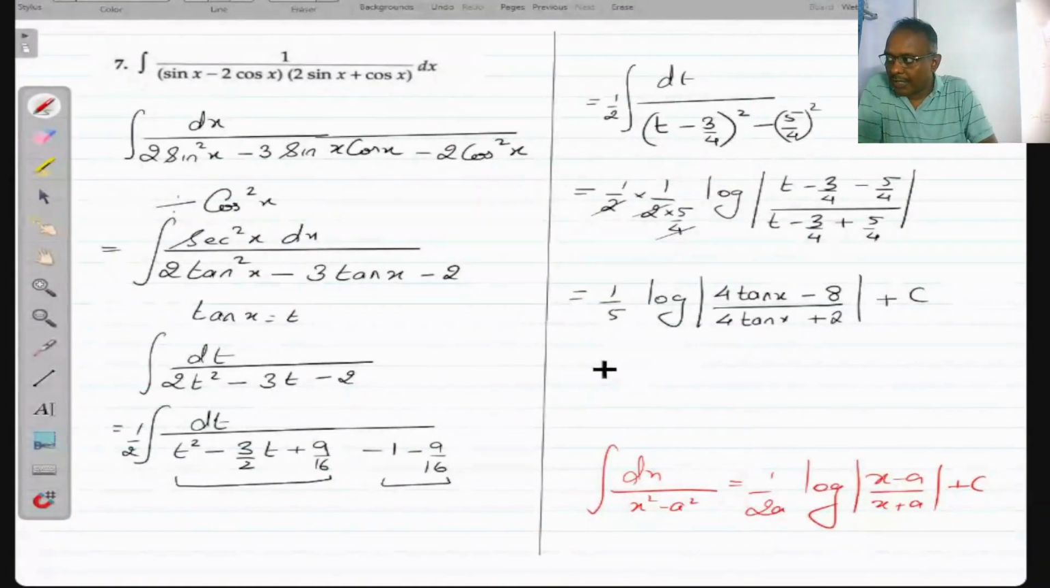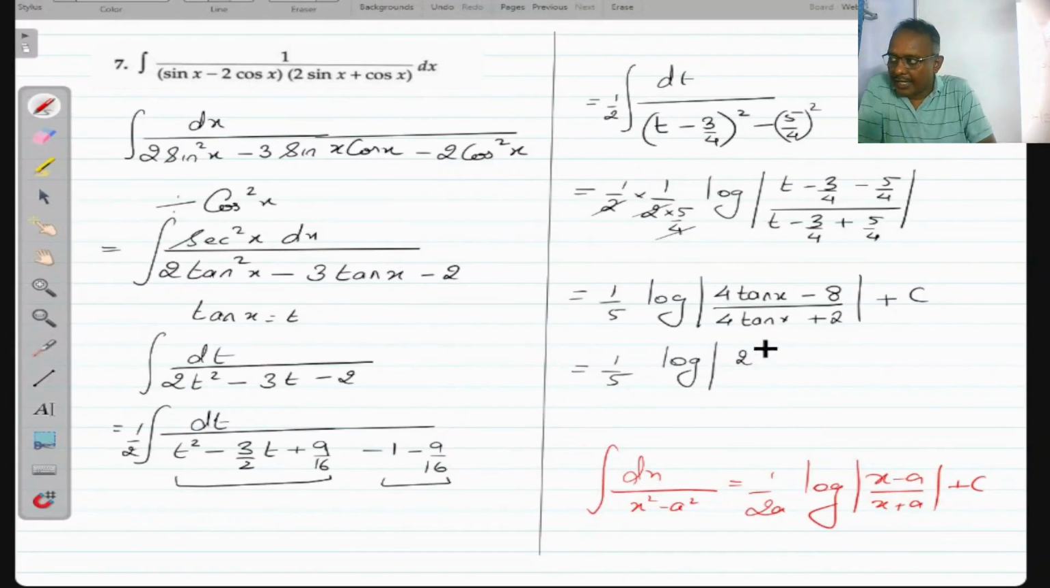Take a 2 out as common. Log of 2 tan x minus 2 fours upon 2 tan x plus 1. That's the answer.